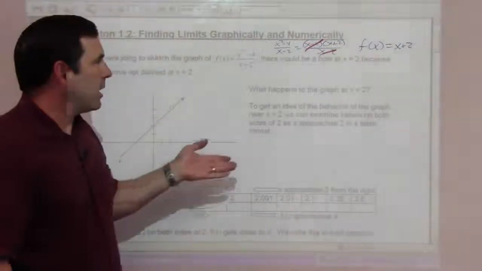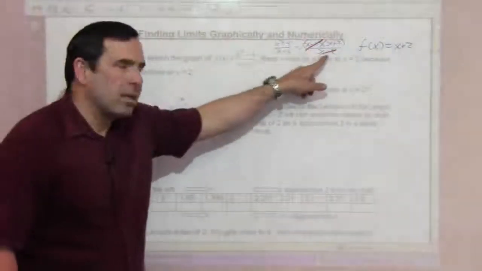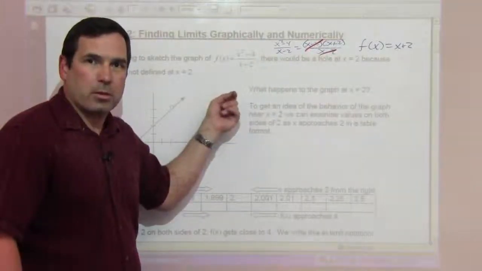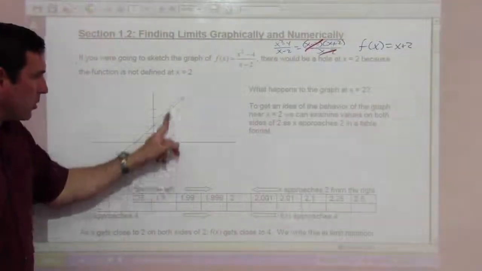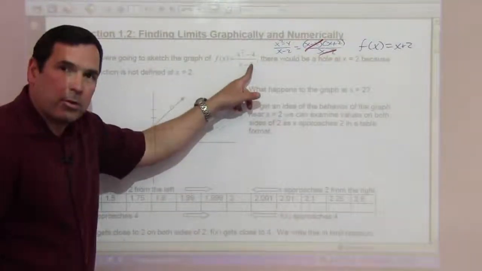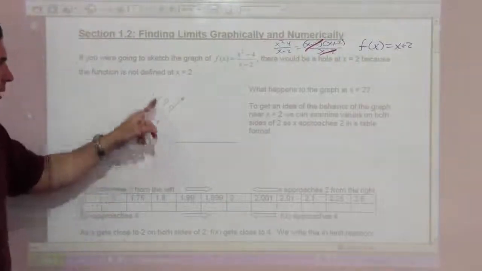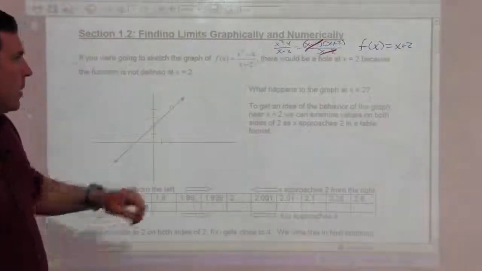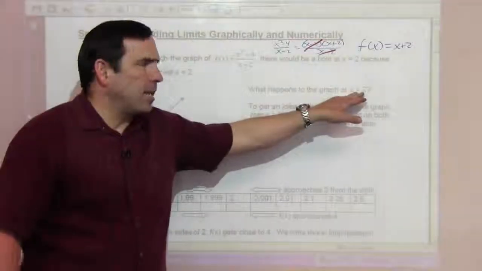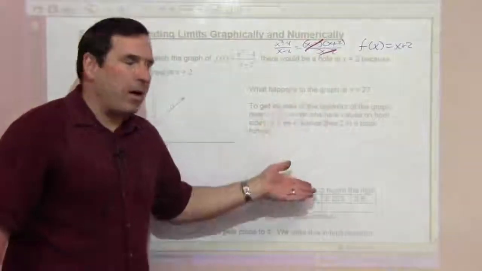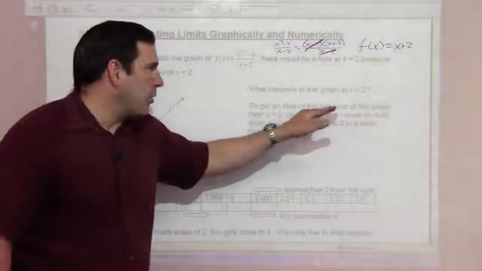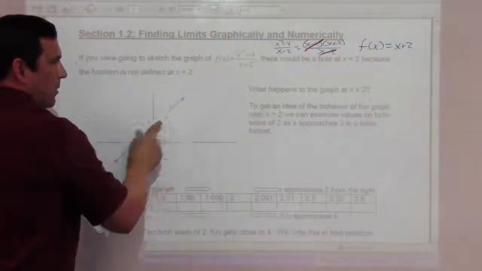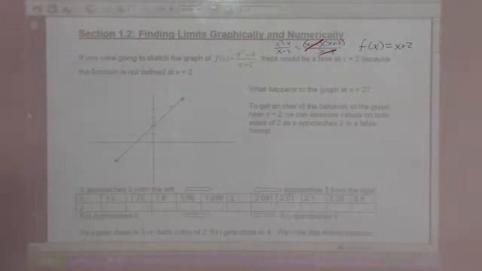If you remember from your pre-calculus days, even though x minus 2 divided out, x equals 2 still can't be considered in the domain of the original function. See x minus 2, where is that going to be 0? That's where x equals 2. So at 2 we have a hole, and I emphasized that with a little hole. I was drawing this in Microsoft Word. So what happens to the graph at x equals 2? It's not defined. To get an idea of the behavior of the graph near x equals 2, we can examine the values on both sides of 2 as x approaches 2 in table format down here.